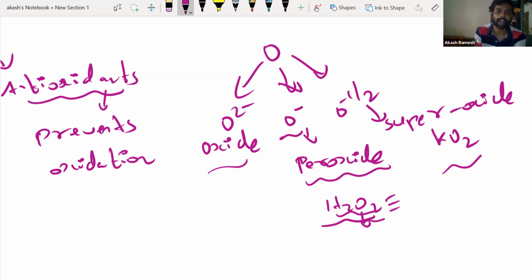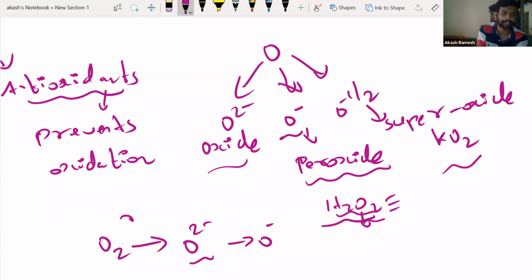Now the question: can oxygen be oxidized? Look at this. If I convert oxygen to O2 minus, definitely this is reduction, no doubt about it, because you have to add 2 electrons to this. But if I convert O2 minus to O minus, what should I do? Should I remove an electron or add an electron? Think about this and tell me.